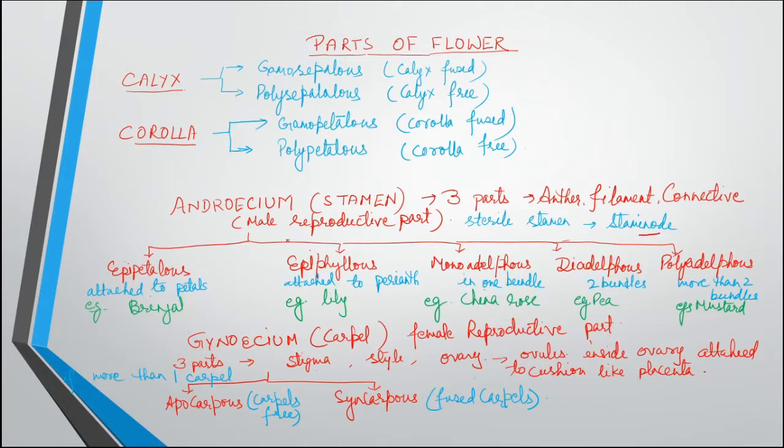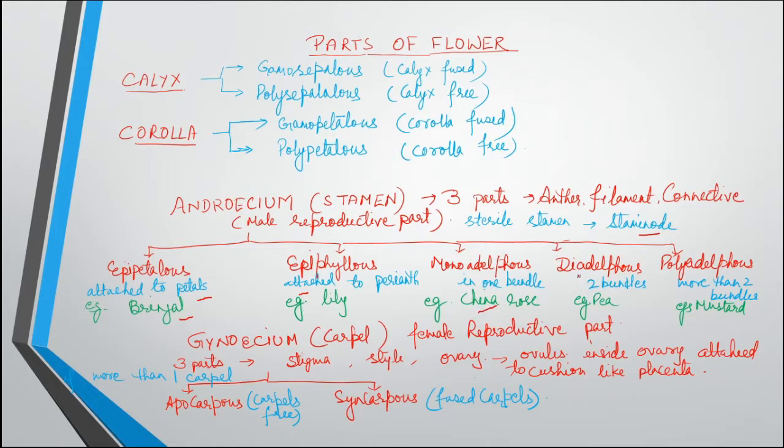Now depending upon the location of the androecium or stamen, there are different types of stamen. Epipetalous are attached to the petals, for example in brinjal flower. Then epiphyllous, that means they are attached to the perianth of the flower, like in lily. Perianth is the leafy structure which replaces the calyx or corolla. Then monoadelphous, when all the stamens are present in one bundle, for example in China rose.